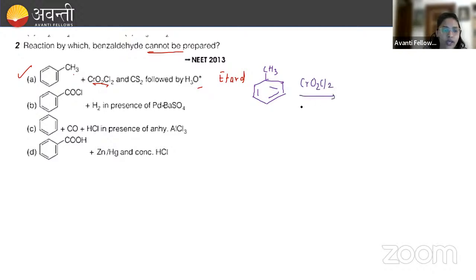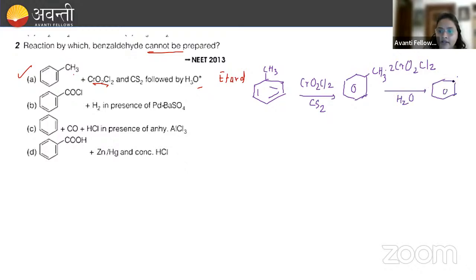CrO2Cl2. Okay, and in presence of CS2, it will give us the compound like this. I had not shown you the mechanism there, so here we will write the CH3 with CrO2Cl2, and we get a brown precipitate of this. On that, when we add H2O, we get simply benzaldehyde, CHO. So this reaction is known as Etard reaction. So the first is giving us benzaldehyde.